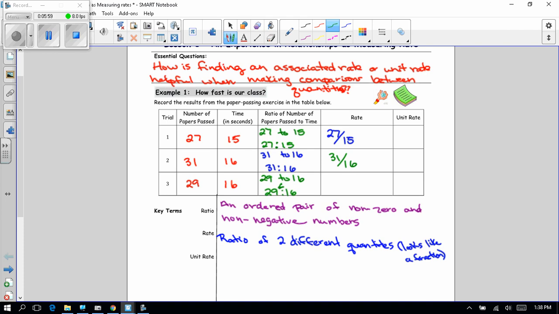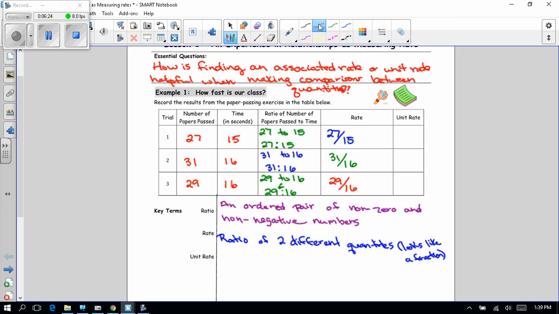So I'm going to give you a couple seconds here. Fill in what you believe would be the rate for the third class. All right, hopefully you just wrote down 29 over 16. Okay, next comes the unit rate.